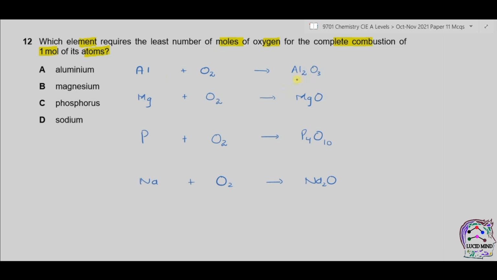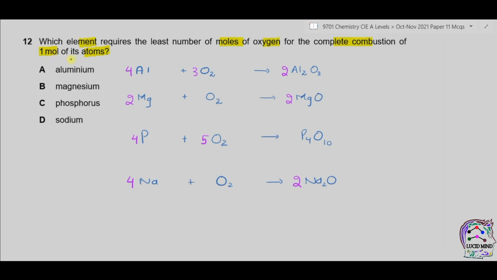Let's balance these equations. We have aluminum oxide, so we can convert this odd number into even number by multiplying with 2. So 6 atoms of oxygen are there. Now we can convert this into 6. We have 4 aluminum, as now it is balanced. For magnesium, we need to add 2 and 2. For phosphorus, we have 10 oxygen atoms, so it becomes 10 and 4 phosphorus atoms. For sodium, we have odd number of oxygen atoms on the product side, so we can convert it into even by adding 2. Now this is 2, it is balanced. 4 atoms of sodium are present.